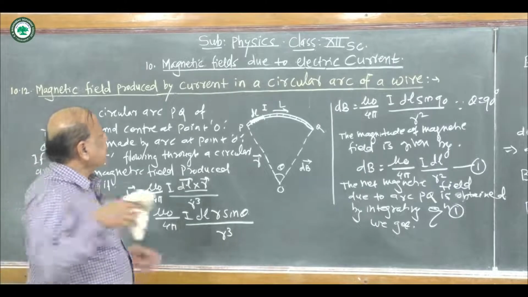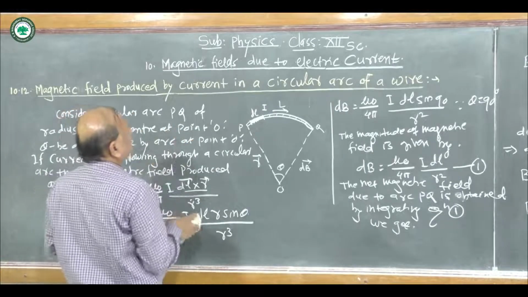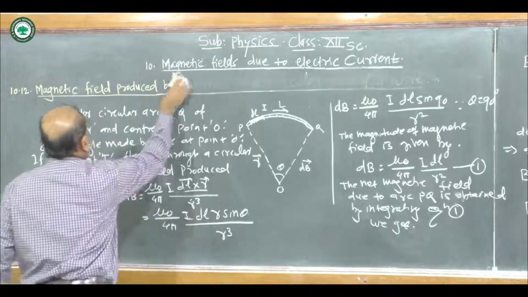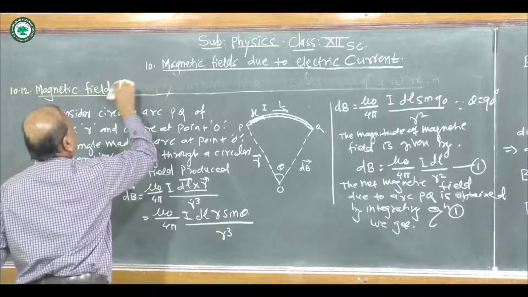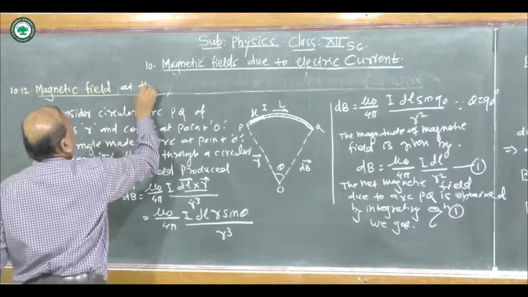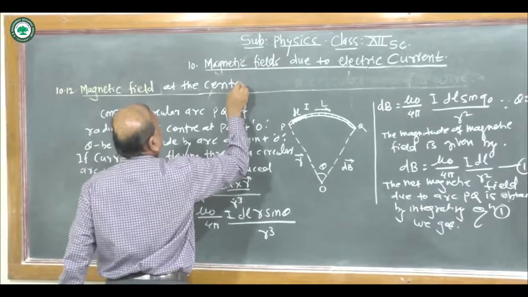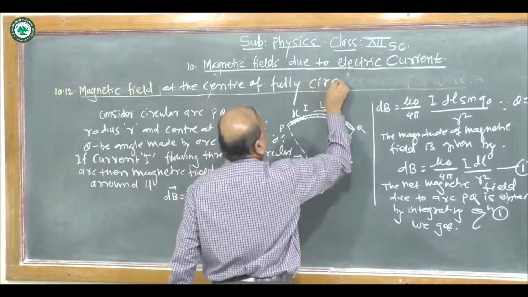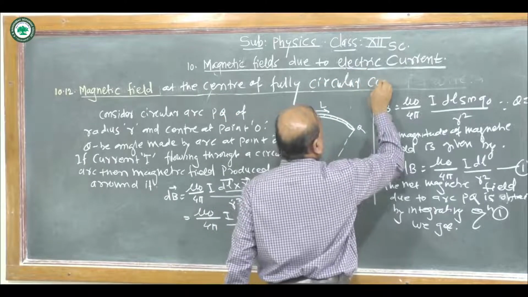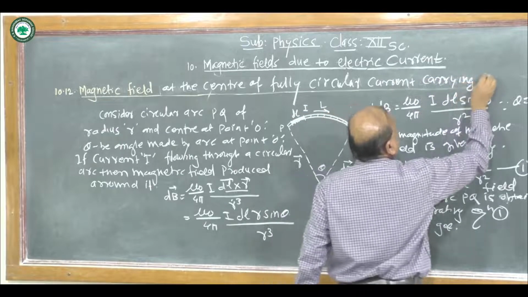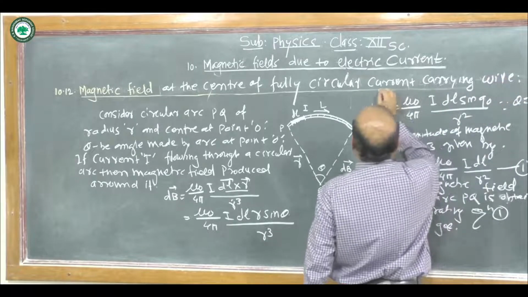Now the next article is the magnetic field at the center of a fully circular current carrying wire.